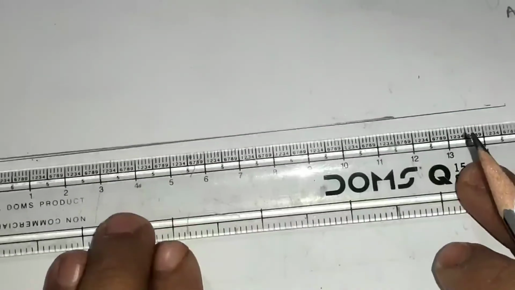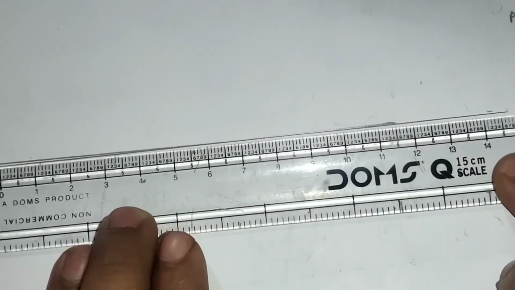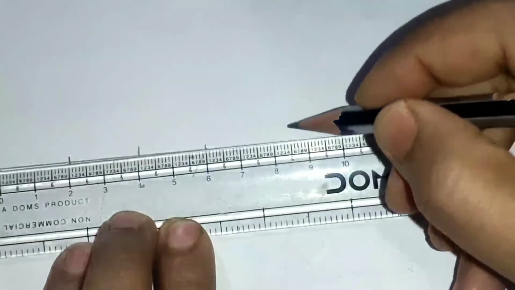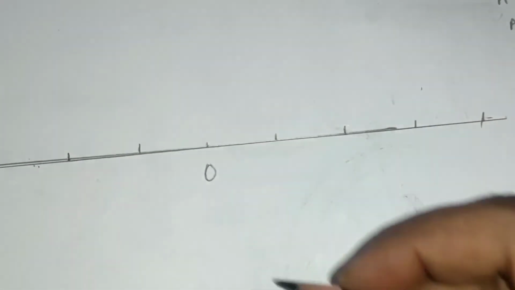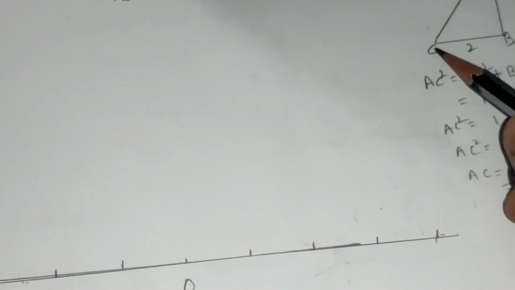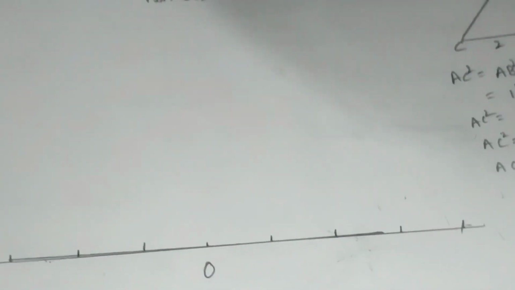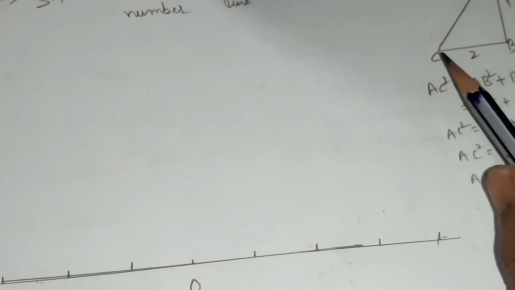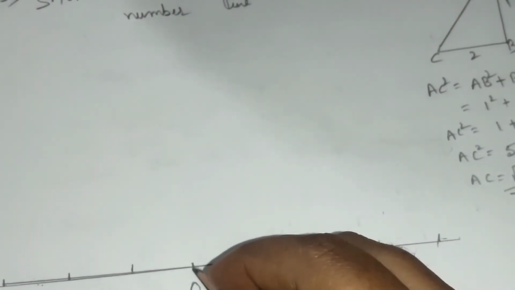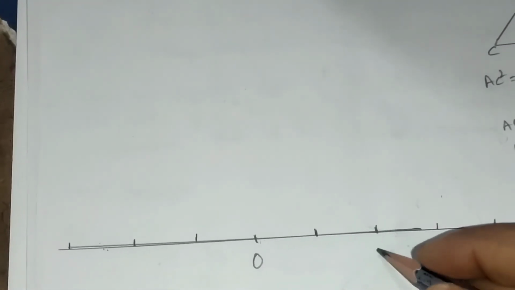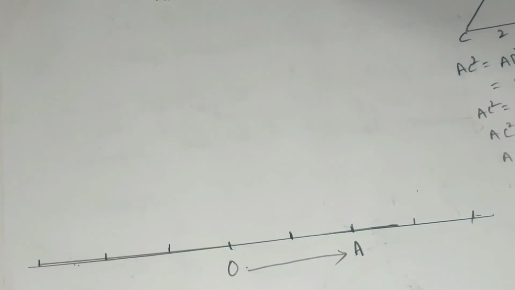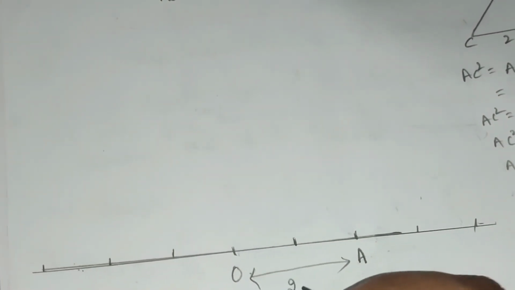Draw a line. Mark the unit as per your convenience. Here I will be marking 2 centimeters as 1 unit. We call the point O. Now, according to the calculation, the base should be 2 units. Now, ear to ear is 1 unit. Ear to ear is 2 units. Now, let me call this A. Now, the length of OA is 2 units.